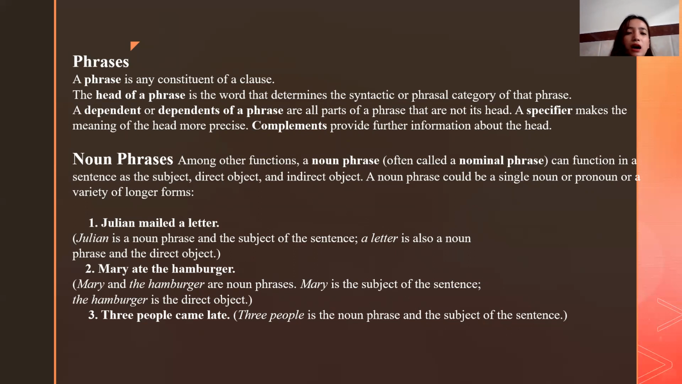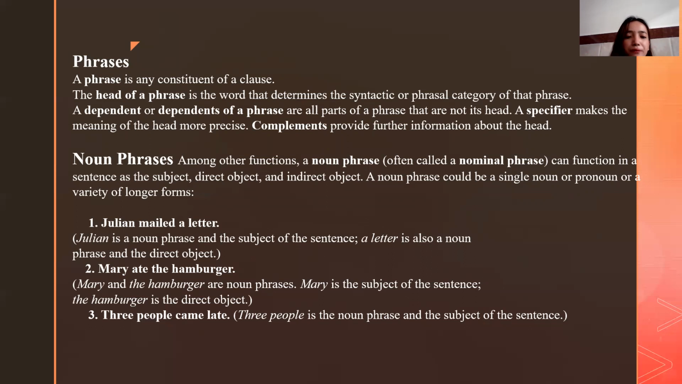Noun phrase. Among other functions, a noun phrase can function in a sentence as a subject, direct object, or indirect object. A noun phrase can be a single noun, a pronoun, or a variety of longer forms. For example, in "Julian mailed a letter," Julian is a noun phrase and the subject of the sentence, and a letter is also a noun phrase and functions as the direct object.